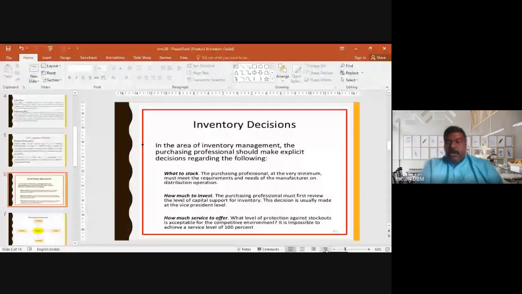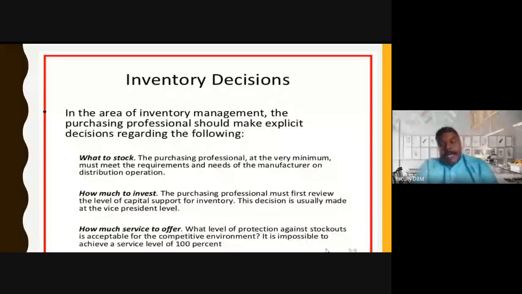So how are we going to take the decision? One is what to stock. Another is how much to invest. The purchasing professional must first review the level of capital support for the inventory. That's how much budget we have to allocate for purchasing those particular products. And this decision is usually made at the vice president level.